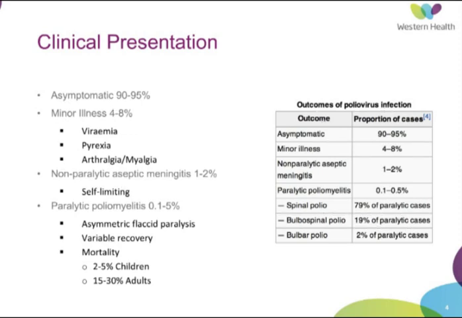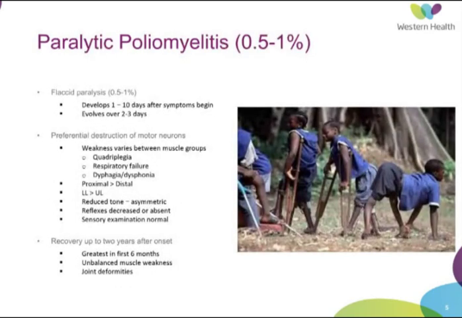So paralytic poliomyelitis develops usually in the first week after a fever. Fever starts, it's usually the first sign. And the paralysis develops over the next 2 to 3 days. There's preferential destruction of the motor neurons with relative sparing of the sensory nerves. And the weakness will vary between the muscle groups. The clinical picture depends on which motor neurons are affected.